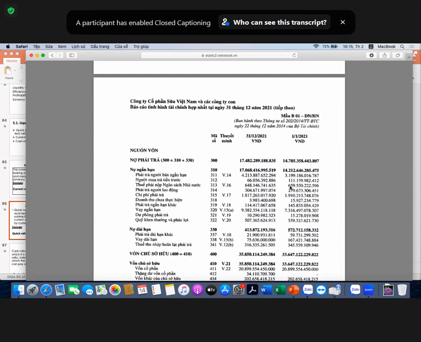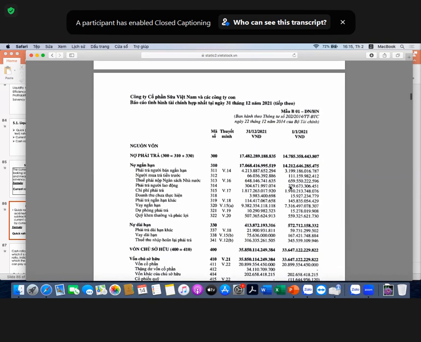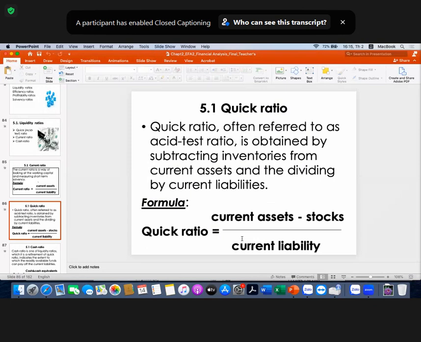Okay. Now come to the next. We have the quick ratio. Quick ratio is a measure of the company's liquidity and ability to meet its obligations. The quick ratio, often referred to as the acid-test ratio, is obtained by subtracting inventories from current assets and then dividing by current liabilities.